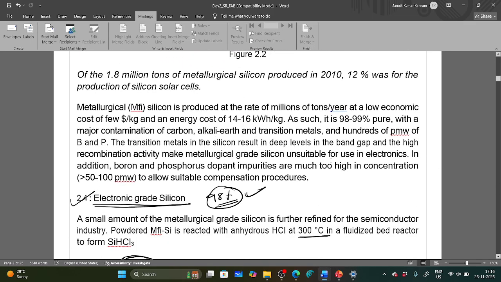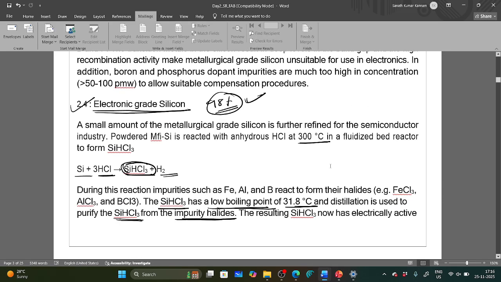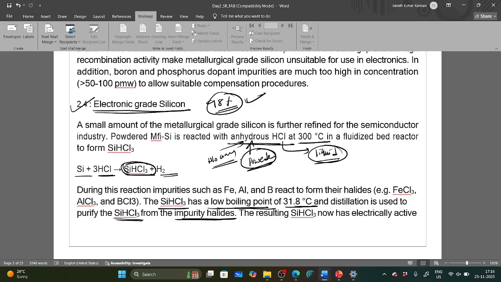This is used in the metallurgical industry. That is taken as a byproduct, and for electronic grade silicon we react this with anhydrous hydrochloric acid. Normally, hydrochloric acid is available in liquid form. So what does anhydrous mean? It is in powdered form. Anhydrous means without any water. This is available in powdered form.